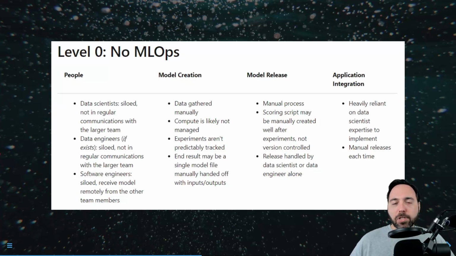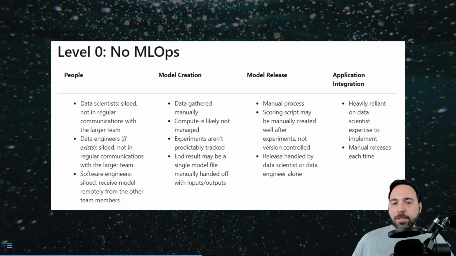But level 0, we have no machine learning operations. Our data scientists live in silos. They're not really communicating with anybody else, with the data engineers, with the software engineers. I would throw in database developers or database administrators because they're not necessarily the same thing as data engineers. Nobody's talking to each other. Data engineers don't communicate with other people. Software engineers don't communicate with the other groups.